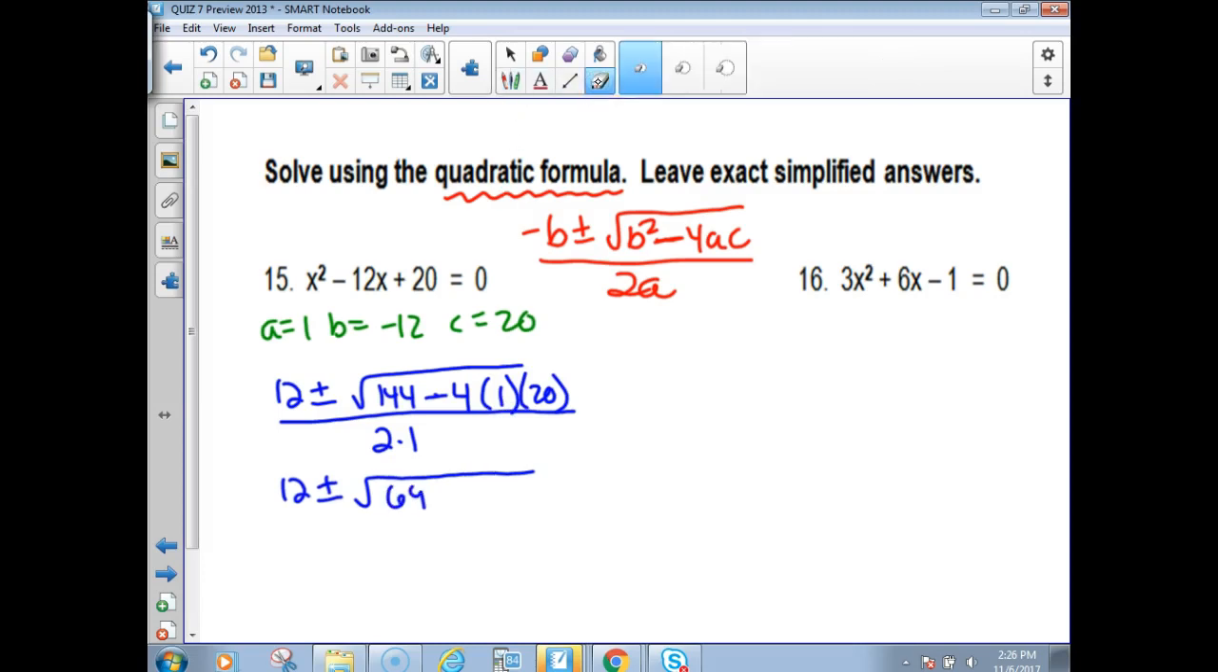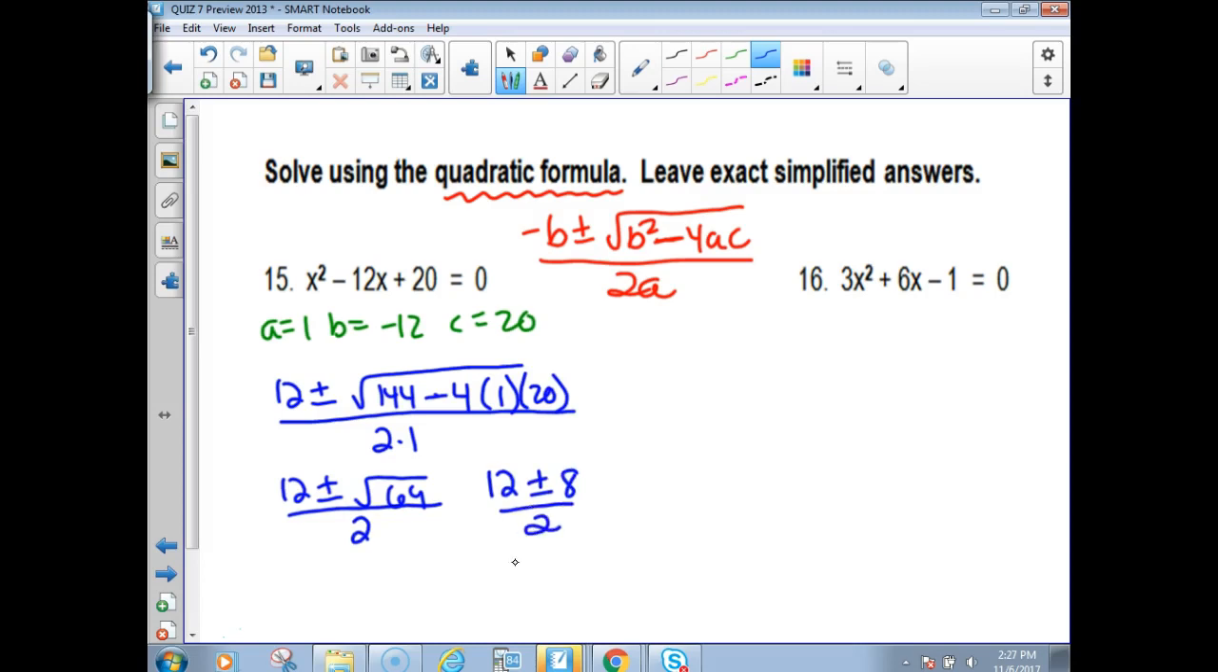I do not know why I have a ginormous square root symbol. I shrink that down a bit. And then on the bottom, we just got 2. Then you can simplify the square root of 64 to 8. And now let's find those two answers. 12 plus 8 is 20. Yes? Did I do something?